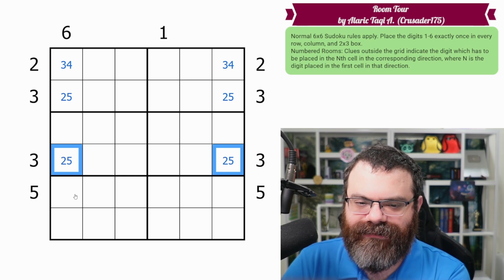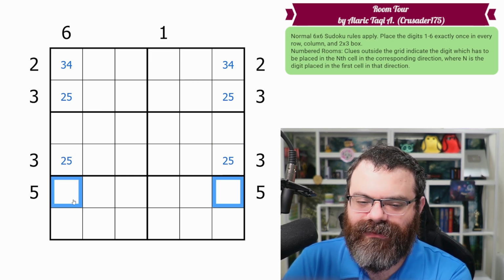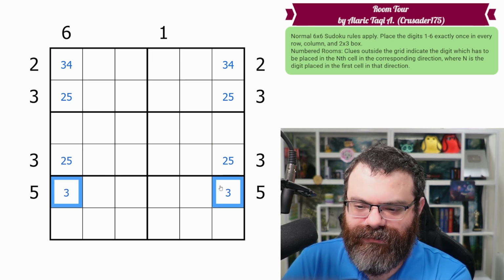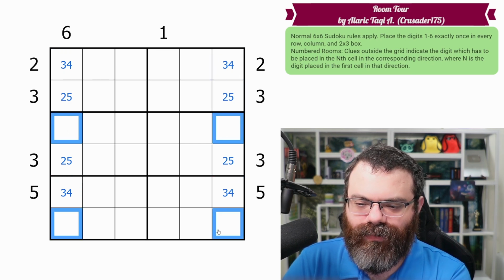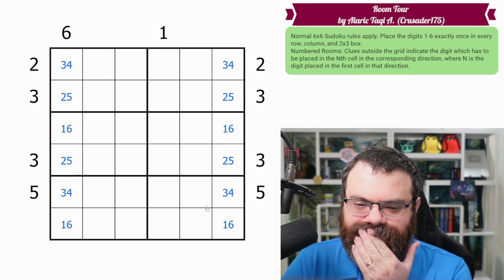This is also 2, 5. Now this can't be 2, 5 or 1, 6. So this is 3, 4. We end up with a bunch of 3, 4 and 2, 5 pairs all over the place. 1, 6 ends up getting filled here.